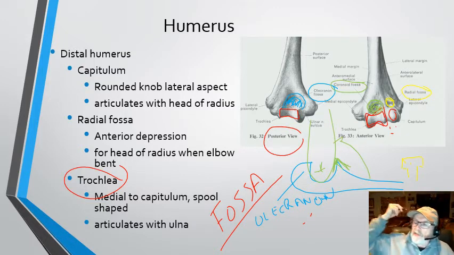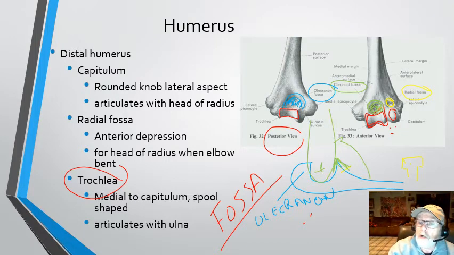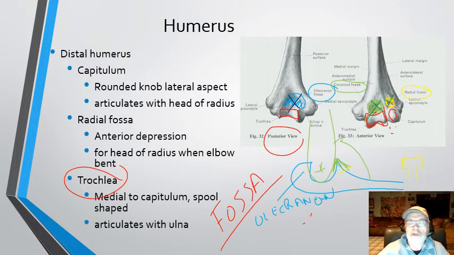So when the elbow is flexed this way, I have to have a place for the coronoid process to go. Where does it go? It goes in here. When the elbow is flexed, I have to have a place for that radial head to go. It goes in here. And when my elbow is extended, I have to have a place for my olecranon to go. It's going to go in here. So that's the olecranon fossa, the coronoid fossa, and the radial fossa, to go along with the capitulum, for the articulation between the humerus and the radius, and the trochlea for the articulation between the humerus and the ulna.